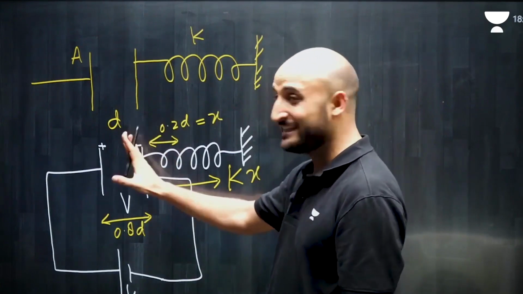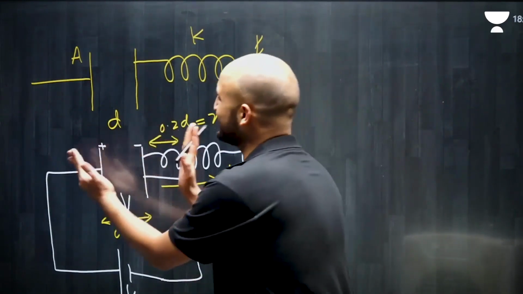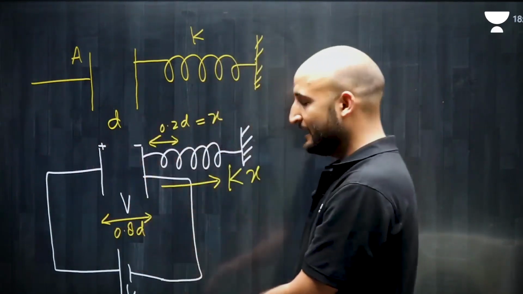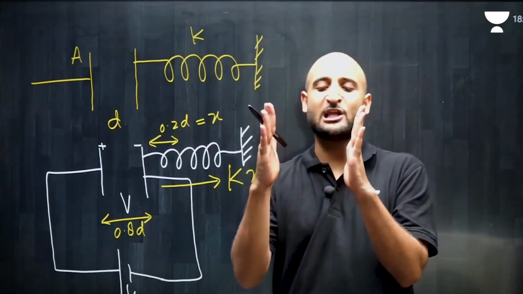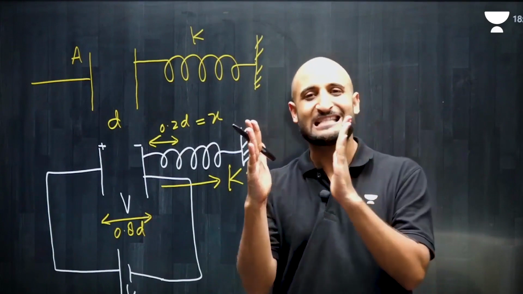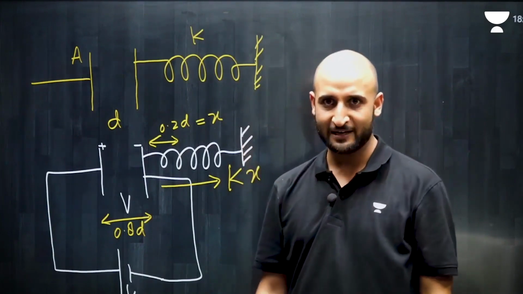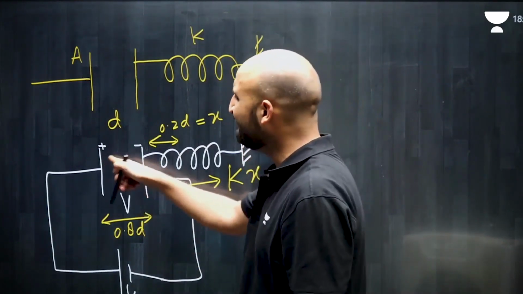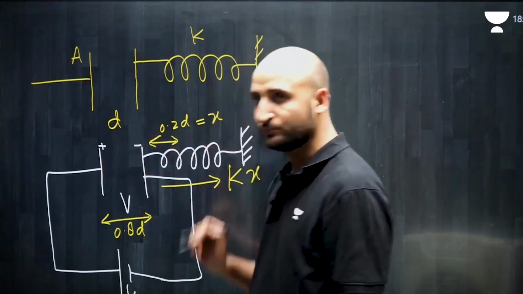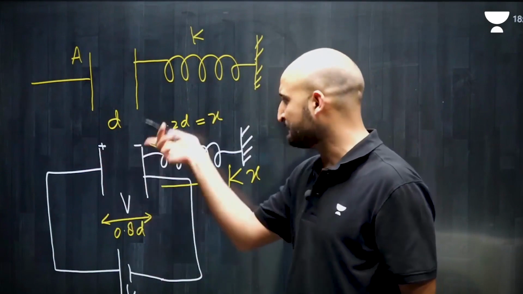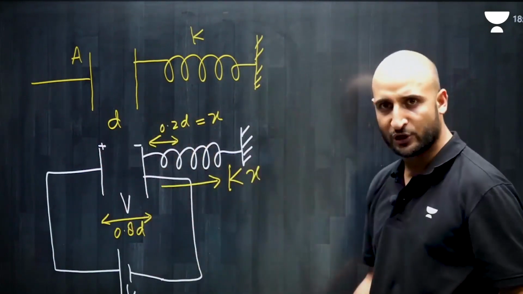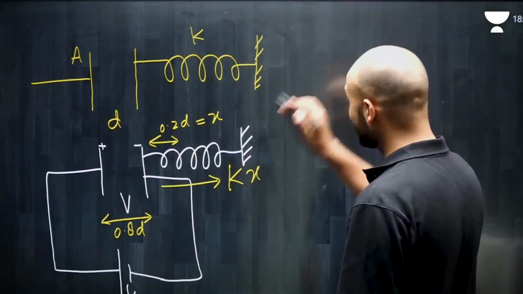This will stop only when the electrostatic force between them is equal to the spring force. This plate will come in equilibrium. There'll be no elongation, no sliding of this plate, right? Let's see now what is the force of attraction between these two. That force of attraction will be exactly equal to Kx.